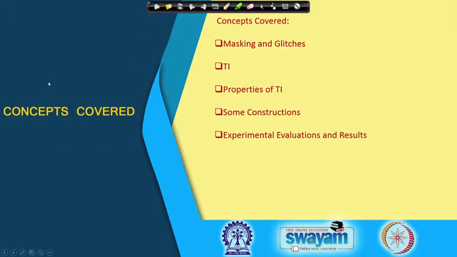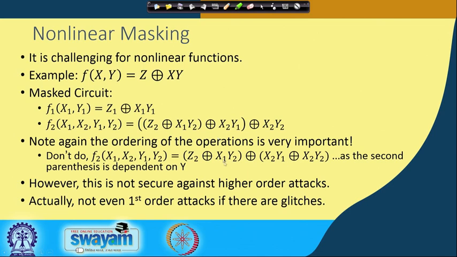So, welcome back to this class on hardware security. We shall be continuing our discussions on masking. In the last class we essentially defined how masking works, but in today's class we shall try to see how masking and glitches work together, like how glitches can be applied to break masking. Okay.